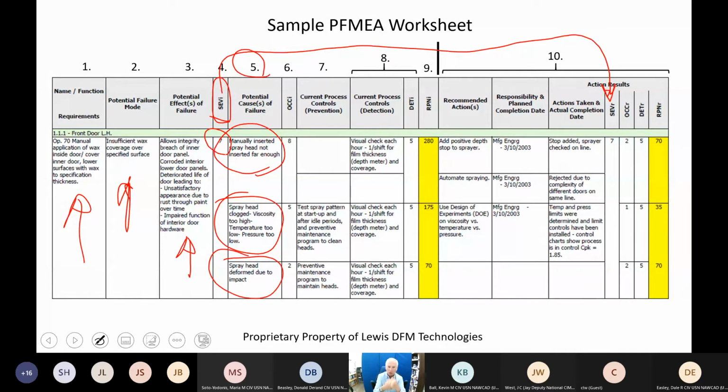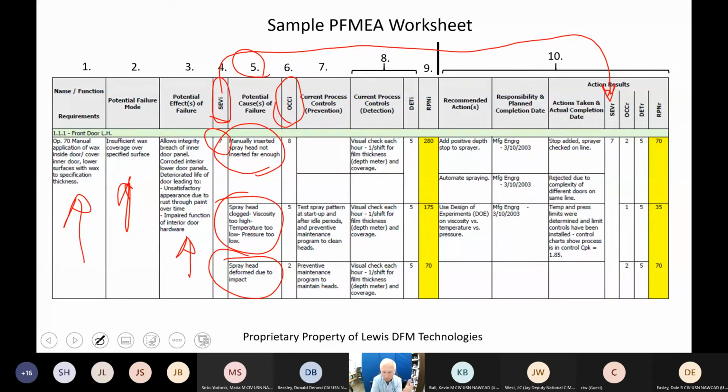And the spray head could be damaged due to operator bumping it or dropping it, so we could have 3 potentially different things leading to this. But then in order to move forward here, we have to rate the occurrence of each of these 3 potential causes. And we do that in the occurrence rating. We look at trying to answer the question, what's the score of the manually inserted spray head not being inserted enough? What's the probability of occurrence?